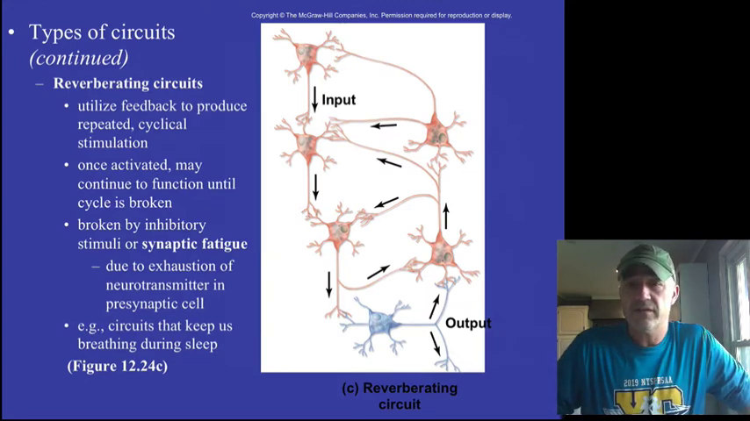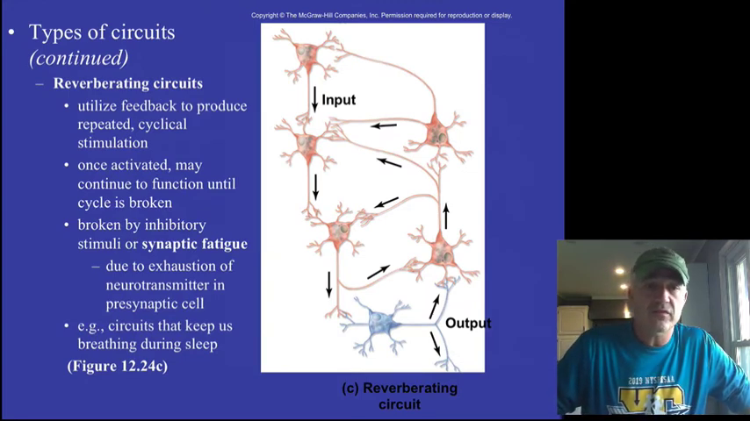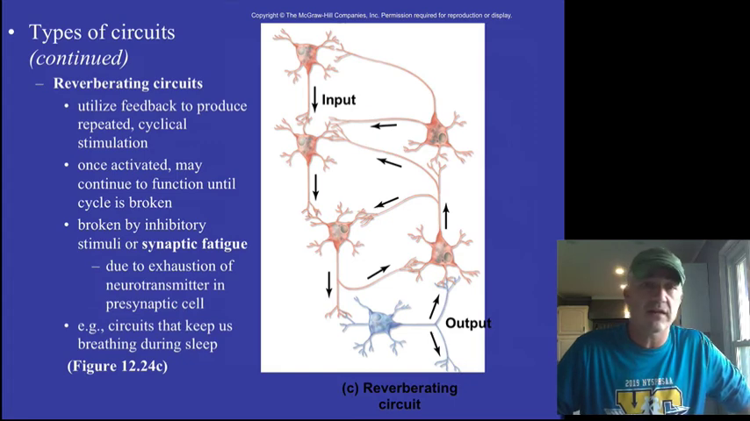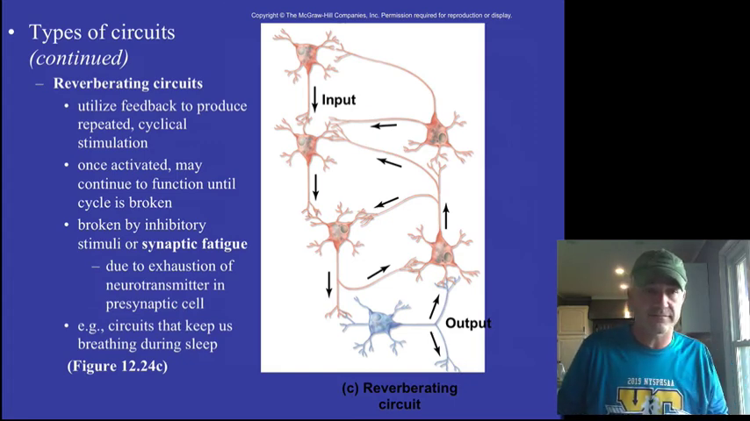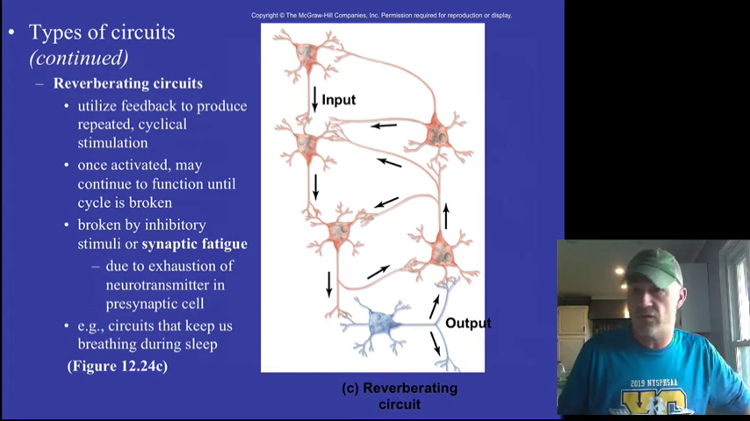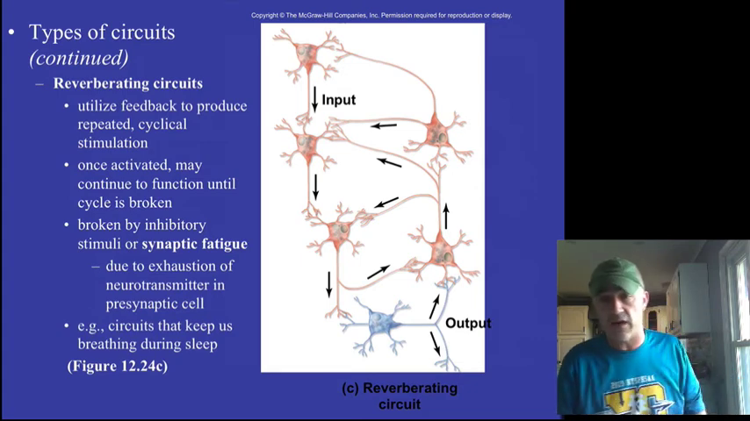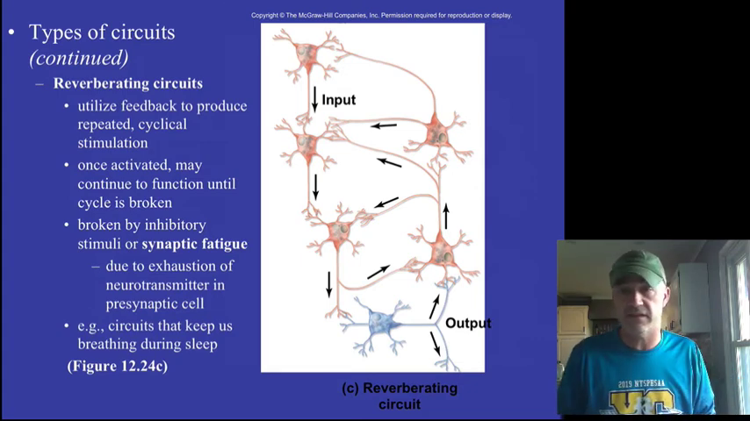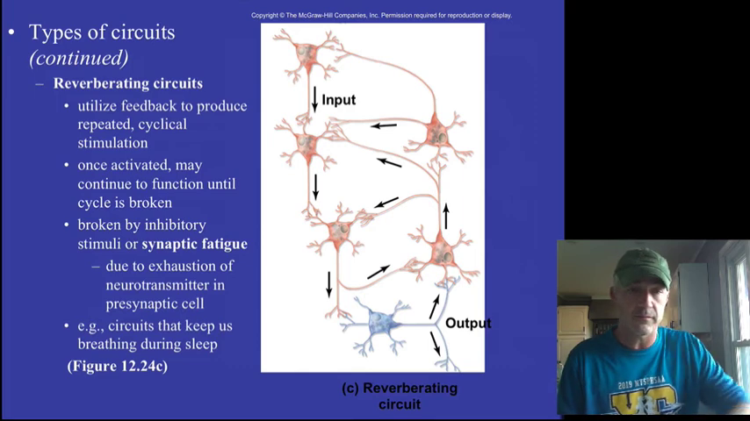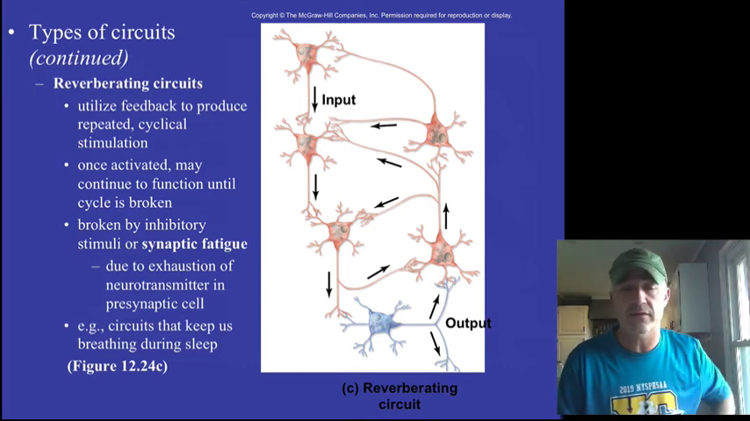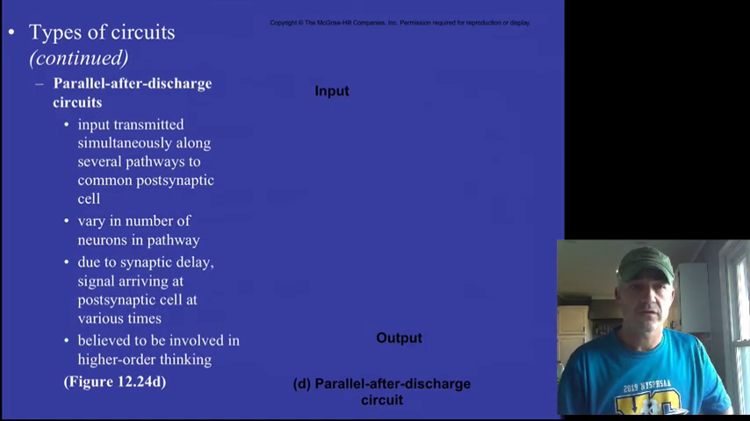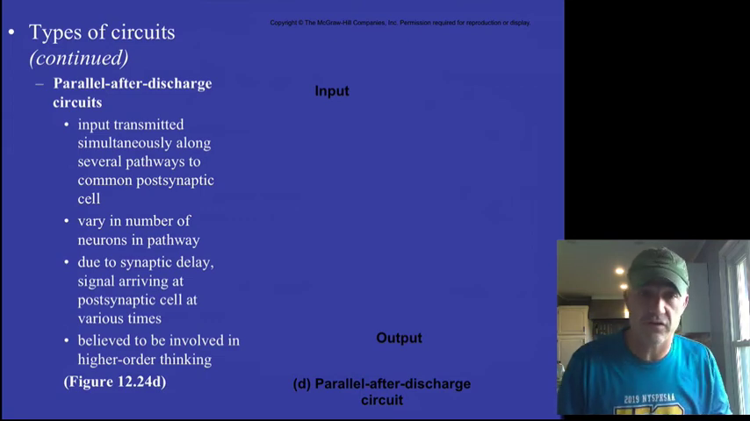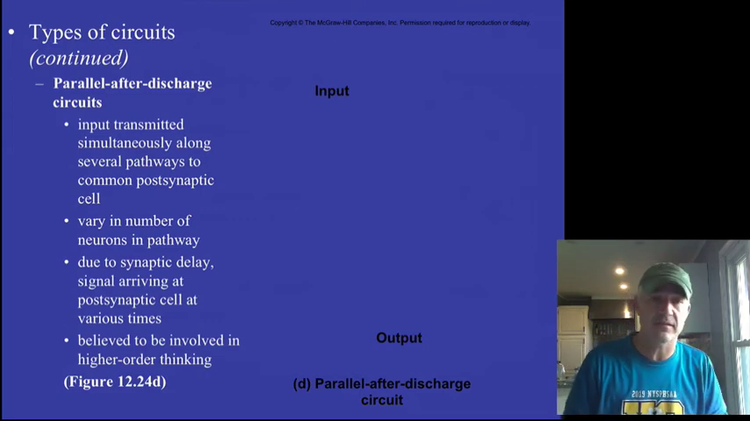You can have some of these ones that feed back on the cell, so these are reverberating circuit type neuron networks. We see these during breathing and with sleep, so you have an output that is also feeding back up to the input to keep sending the signal back and around. There's also something called parallel after-discharge, which is multiple pathways to get to the same point.